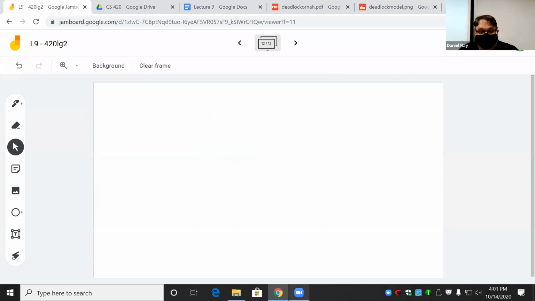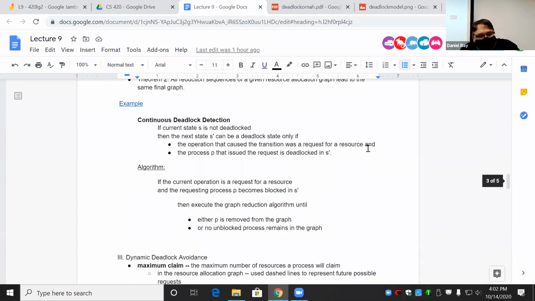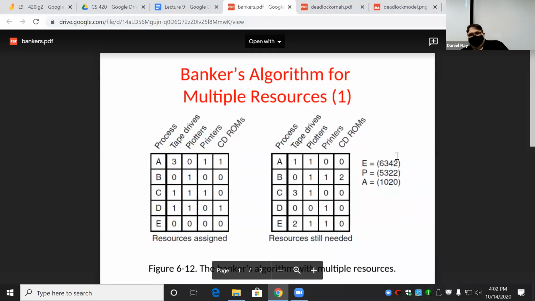Okay? So what does that look like? What does a resource allocation matrix look like? Well, it looks something like this. Scroll down here. So let's talk about what we're seeing here.